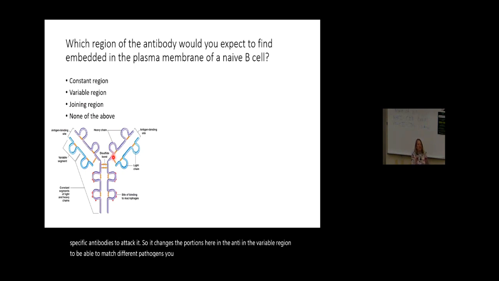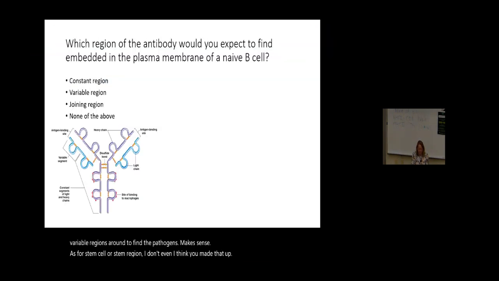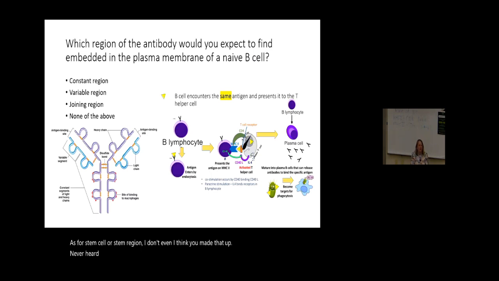You would not ever want to stick that in your membrane because then it would be buried and it wouldn't be able to find the pathogen. Now these constant regions that are the same across, you don't need those. Those are really just the foundation, the concrete that you're going to build your variable regions on. So those are the ones that make the most sense to plug into your membrane and then wave the variable regions around to find the pathogens. Make sense? As for stem cell or stem region, I think he made that up. Never heard anything on an antibody referred to as a stem region, so.